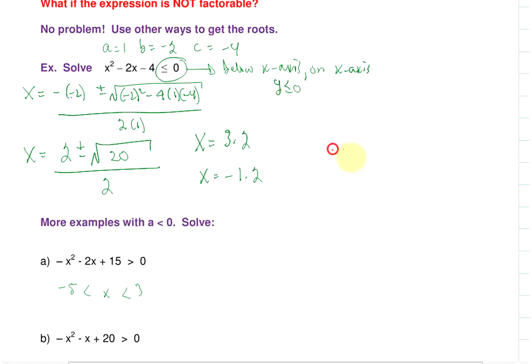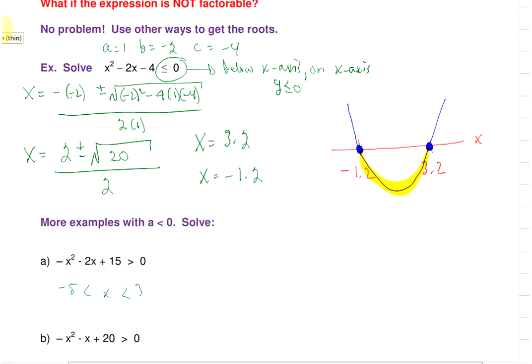So let's do a sketch of our graph. We have roots at -1.2 and at 3.2. We have a parabola that opens up because a is positive, so we graph a parabola that opens up. And we want to include our roots because we need our points that are on the x-axis, so we include -1.2 and 3.2 as part of our solution. And we want the region which is below, so we graph and shade that region below.